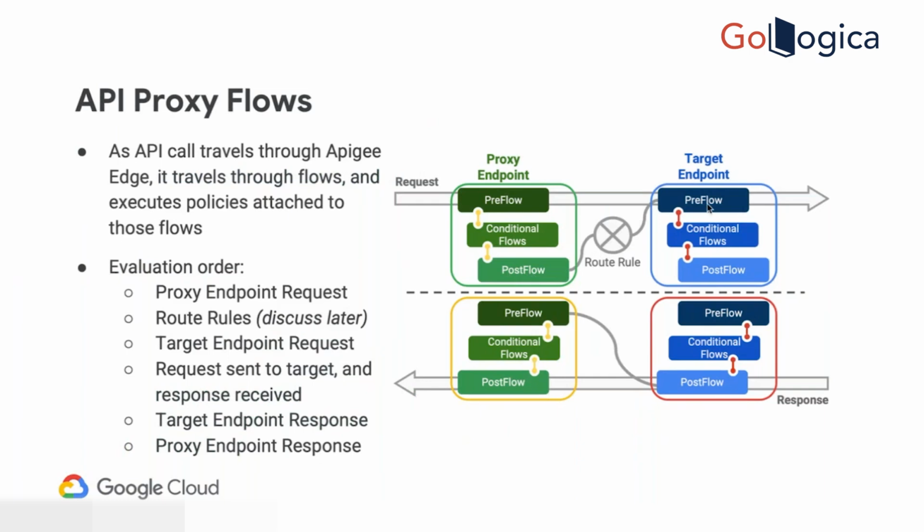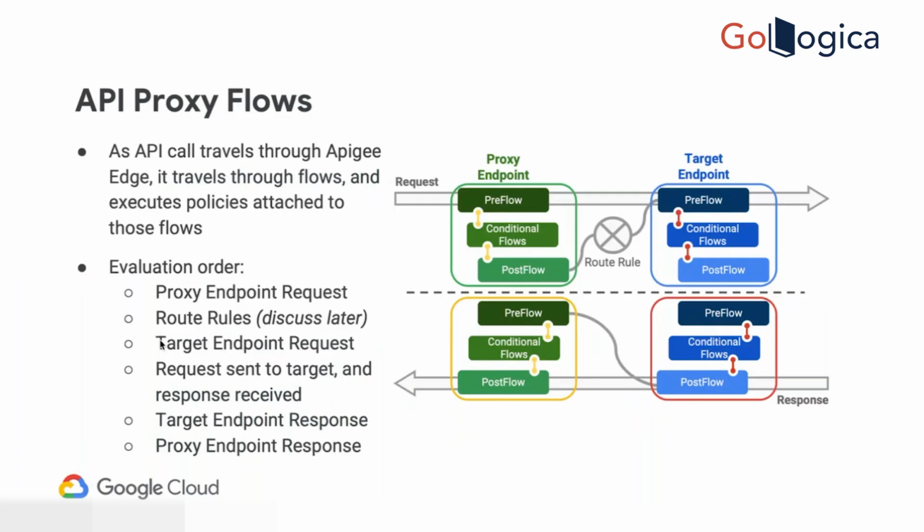Then the next sequence will be in the target endpoint section. It will again execute the pre-flow, conditional flow, and post flow if defined. If there is any policy defined in any place, it will execute those, and then it will go to the backend. When the response comes from the backend, again it will go through the pre-flow, conditional flow, and post flow, and then here again pre-flow, conditional flow, and post flow. All these things it will execute in this sequence, and then it will send the response.